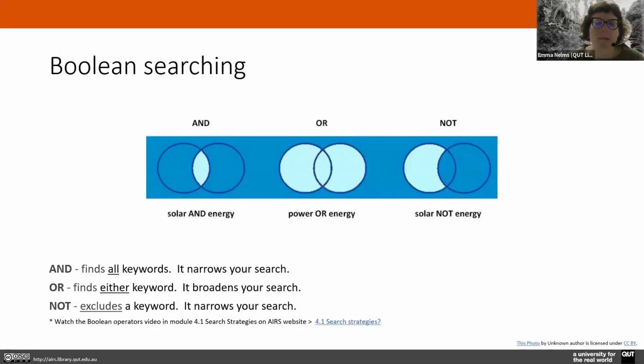And NOT is a way of excluding results. If you're just getting too many things which are not the right direction that you want to take, you can add NOT, but you've got to be careful because it can exclude the things you want. So those are the really popular Boolean operators that we use a lot.